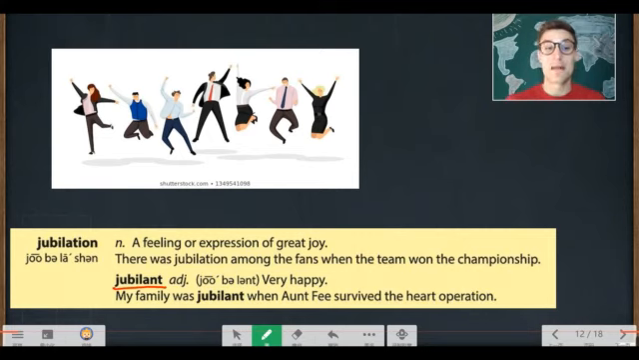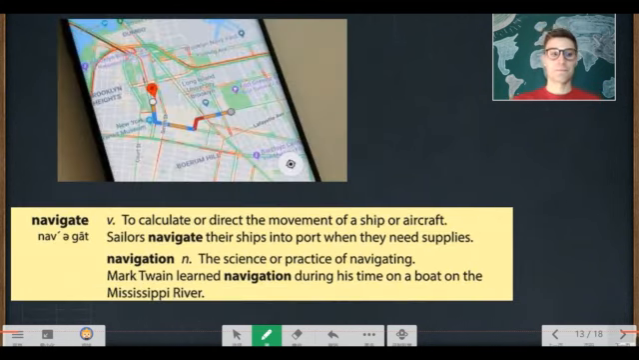Jubilant. So jubilation is the noun, jubilant is the adjective. Next, it's navigate. You'll hear the word nav for short. Nav. It's short for navigate. Navigate is a verb. It means to calculate or direct the movement of a ship or aircraft. You can also navigate the car, the driver.